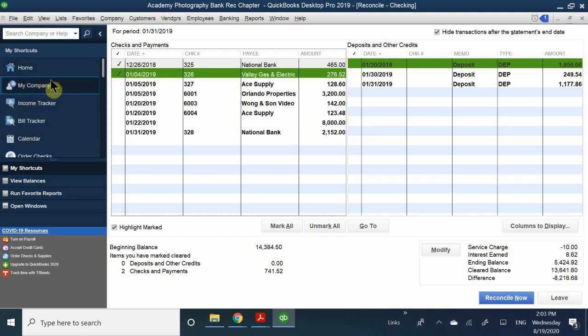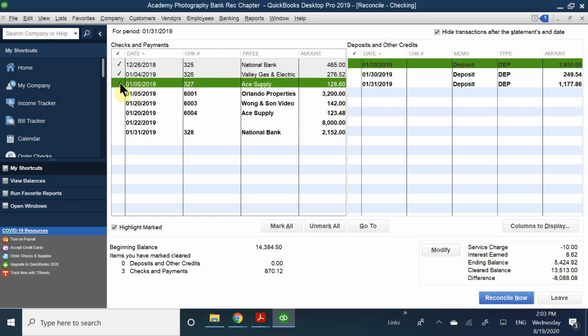Check number 327. Yeah. 327. All right. So if I check mark that, look at what our difference does. It decreases it. So this automatically updates and calculates it for you instantly as you're going along. Yes. So as we go down the line, what else do you see that's on the check list there?